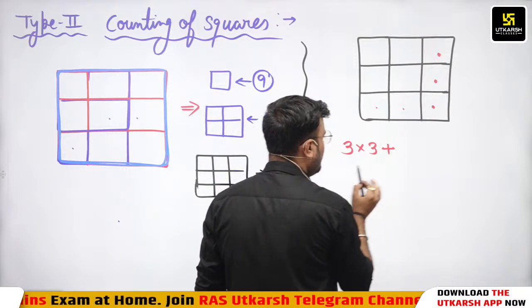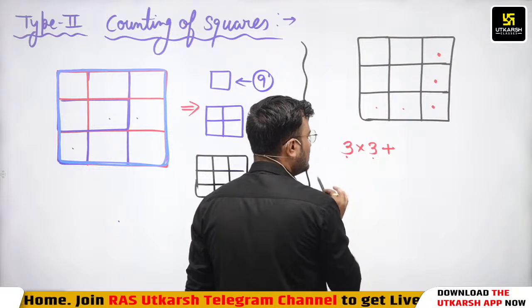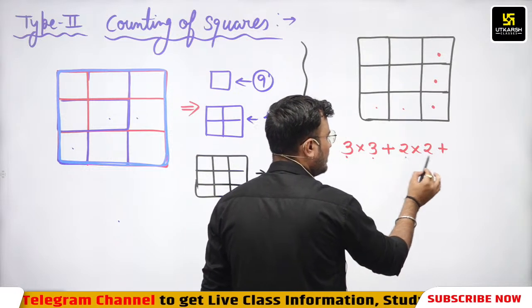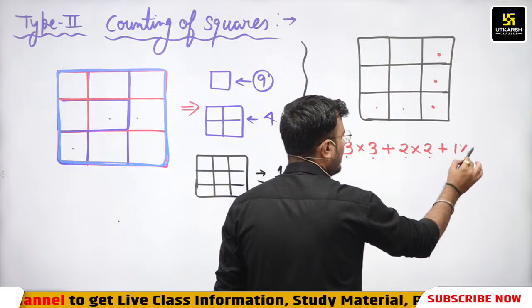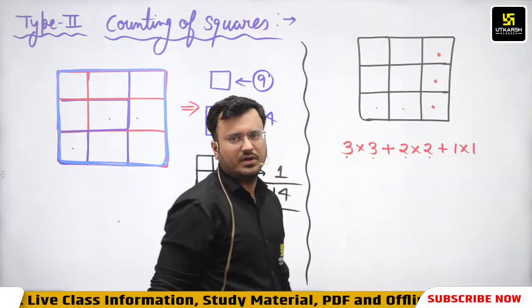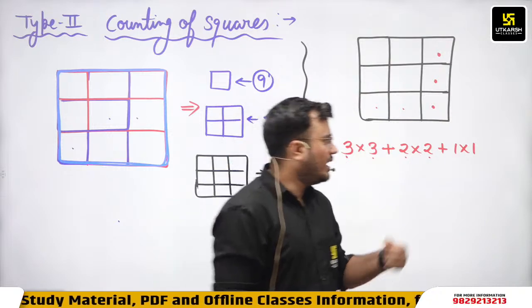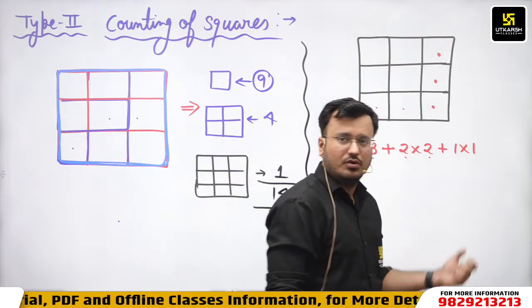Now we need to reduce 1 from these two numbers, and you will get 2 into 2. Now again we need to reduce 1 from these two numbers, you will get 1 into 1. And now if you reduce 1 from any of these, you will get 0. So if you are getting 0, we need to stop.